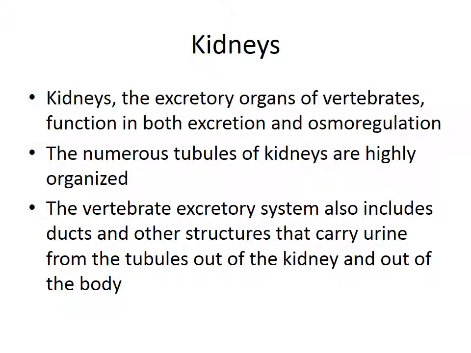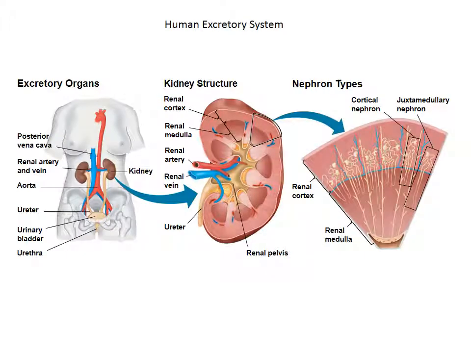Kidneys, however, are the excretory organs of vertebrates, and they function both in excretion and in osmoregulation. The numerous tubules of kidneys are highly organized, and the vertebrate excretory system also includes ducts and other structures that carry urine from the tubules out of the kidney and out of the body. So here's a picture. It shows you the human excretory system in more and more detail.